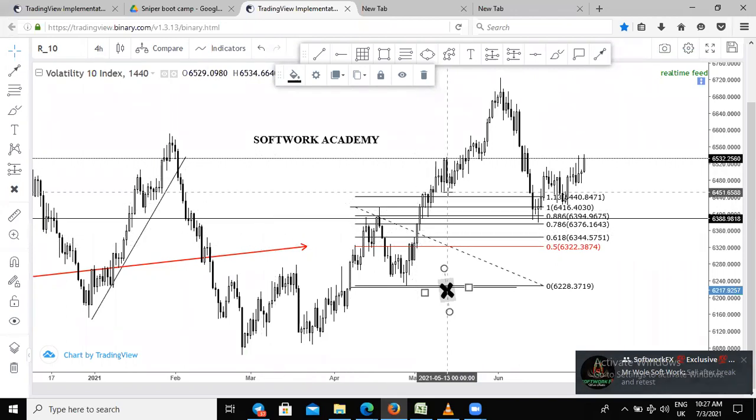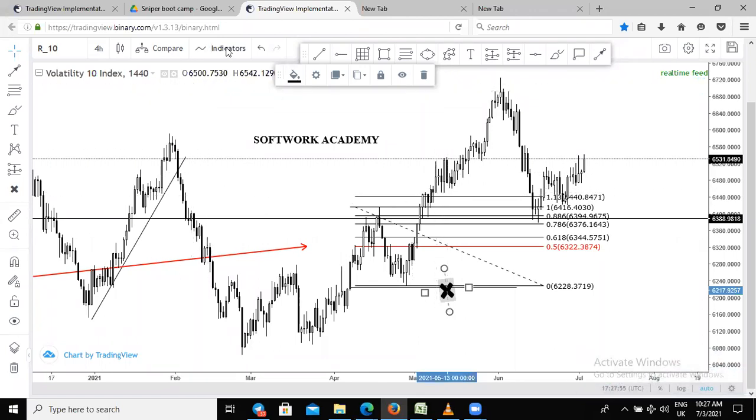Another thing I really want to train us on is if you want to add indicators, you can see this, you click on this add indicators.